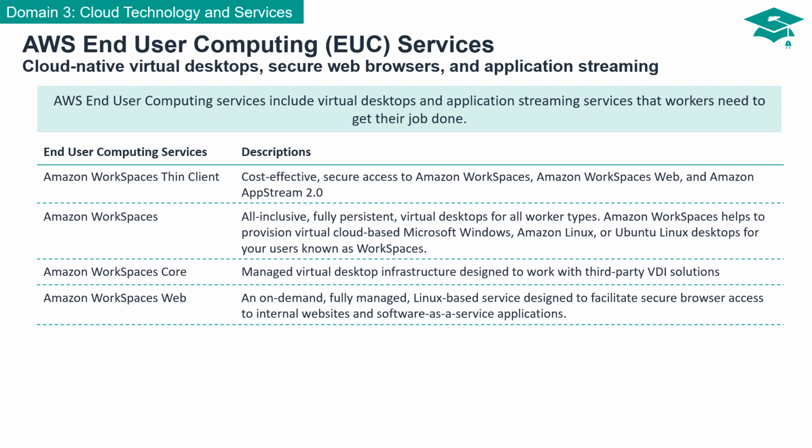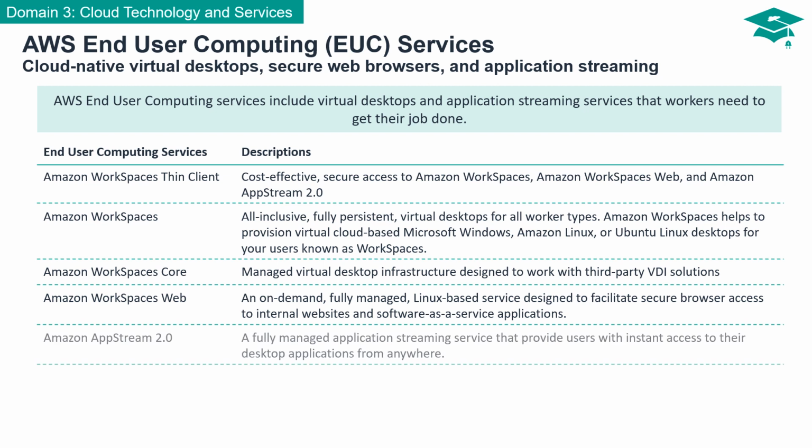Amazon WorkSpaces Web is an on-demand, fully managed, Linux-based service. It makes secure browser access to internal websites and software as a service applications a breeze. Amazon AppStream 2.0 is a fully managed application streaming service that provides users with instant access to their desktop applications from anywhere.